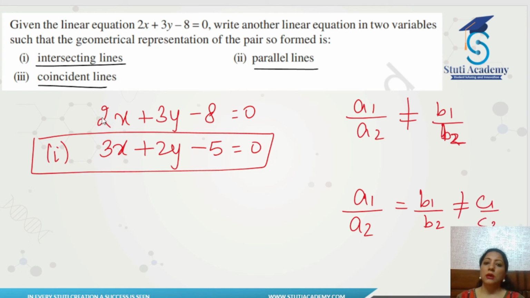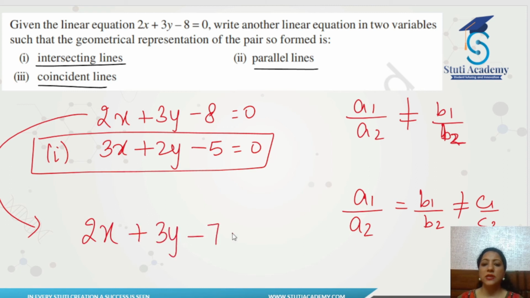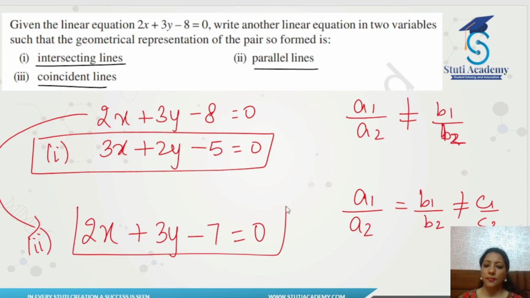Now, keeping this in mind, you write such an equation such that a1 upon a2 and b1 upon b2 are equal, but not equal to c1 upon c2. So you can write from here 2x plus 3y minus 7 is equal to 0. So you will get a1 upon a2 as 1, b1 upon b2 as 1, c1 upon c2 as 8 upon 7. So this condition will be satisfied. That's the case of parallel lines. So I can write this as the second answer.